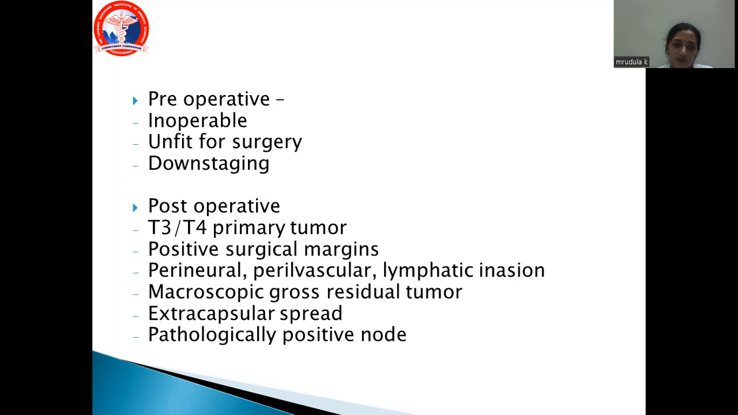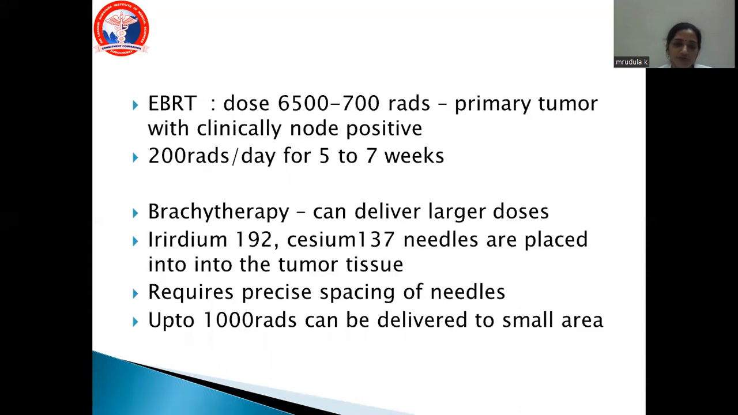Postoperative radiotherapy is given for T3, T4 primary tumor, and positive surgical margins, that is after surgery, if the margins are positive, we can go for radiotherapy. Presence of perineural, perivascular, lymphatic invasions, and presence of macroscopic gross residual disease, you can go for postoperative radiotherapy. Also for extracapsular spread and pathologically positive nodes.